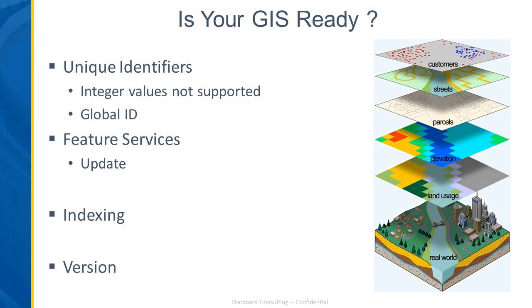Finally, we get asked a lot about versioning. Organizations will say we have a versioning strategy in place. We want to make sure that Maximo Spatial will work within that versioning strategy, and the answer to that question is yes. One of the things that we do recommend is that you have some form of automated process in place to manage your versioning strategy.